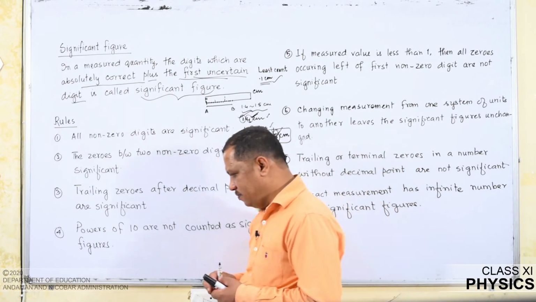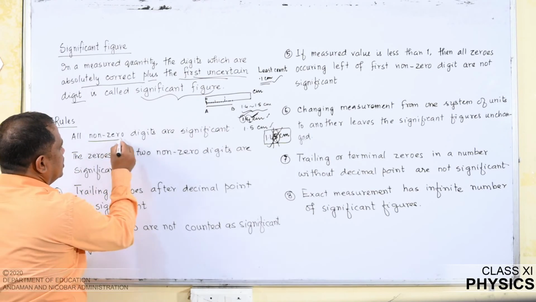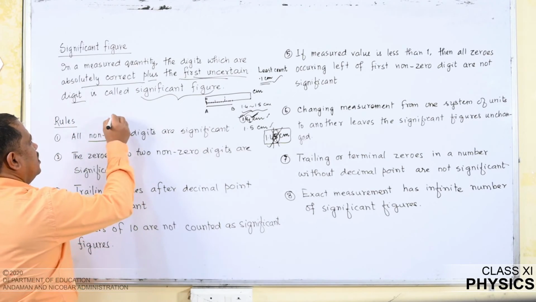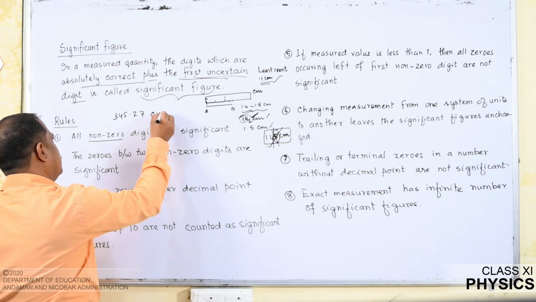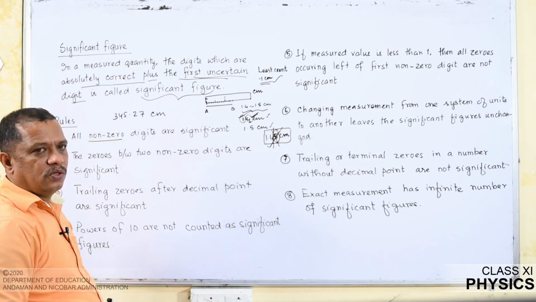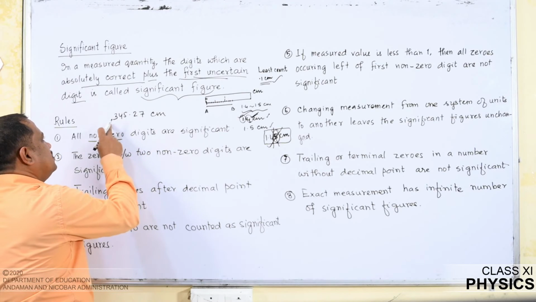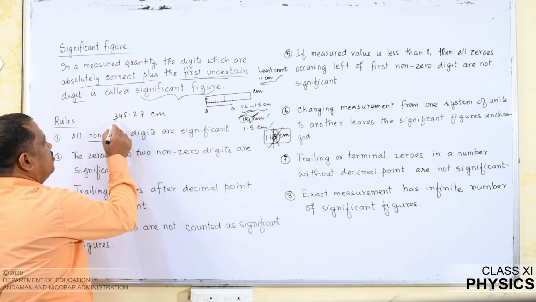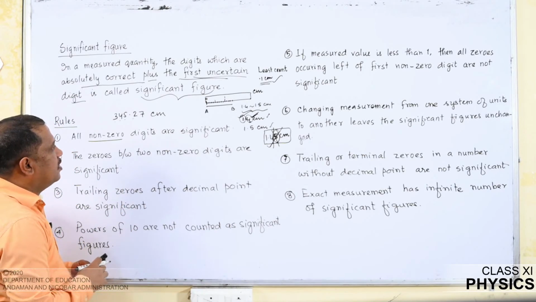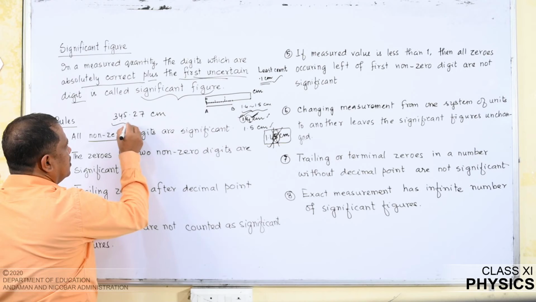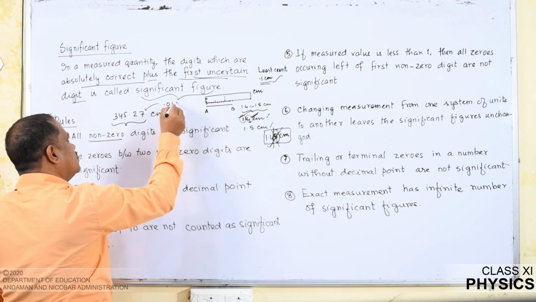In any measurement, rule 1 says all the non-zero digits are significant. For example, let me say 345.27 centimeter. All the digits are non-zero, so therefore they are significant. If I am asked what is the significant figure in this measurement, I would say 1, 2, 3, 4, 5. So, 5 significant figures are there. By looking at this, I also come to know that the least count is 0.01 centimeter.